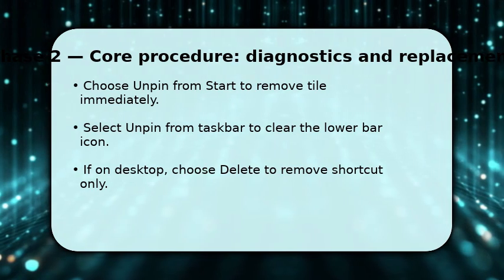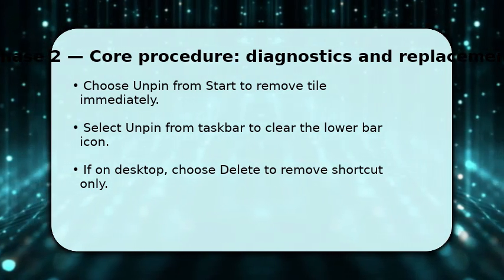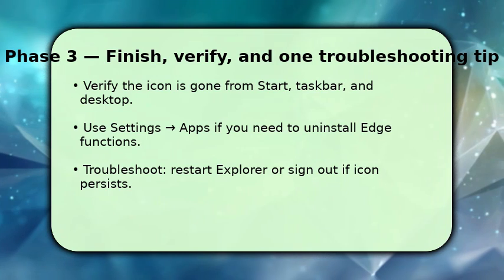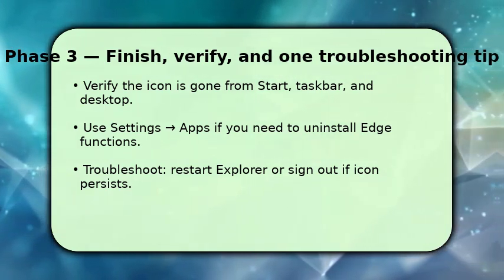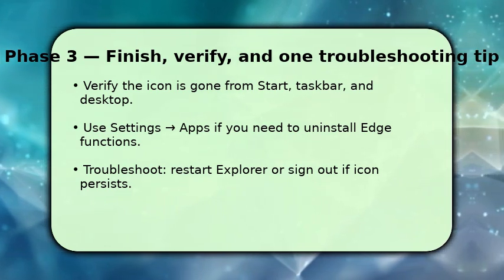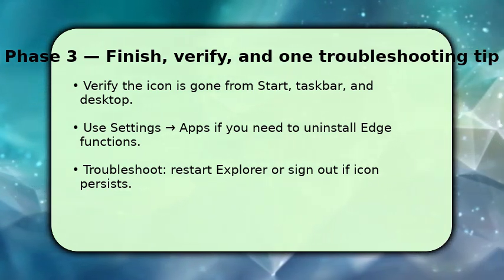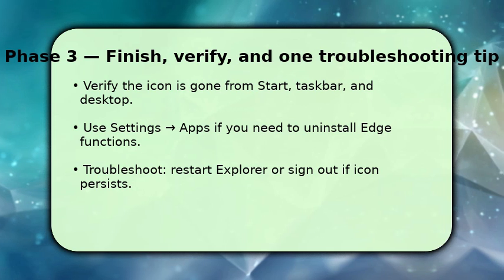After unpinning, confirm the icon is removed from Start, the taskbar, and the desktop so your home screen is clean. If you intended to remove Edge features, open Settings, go to Apps, then Apps and Features, and consider Advanced Options. Only uninstall if your OS allows it.